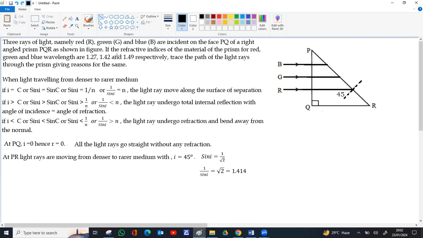Now you can check the refractive index of each color with this particular value. For red color, the refractive index is 1.27. 1 by sin I is 1.414. 1.414 is greater than 1.27, so 1 by sin I is greater than n. That means I is less than C. So the light ray undergoes refraction, bending away from the normal.